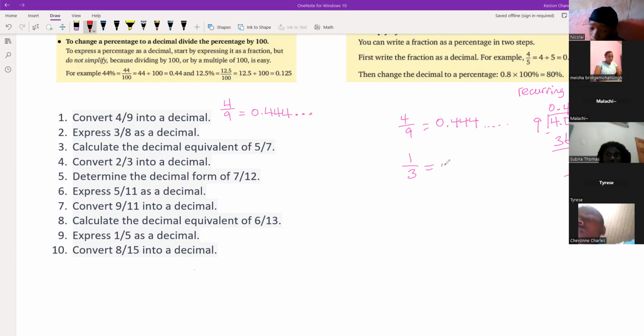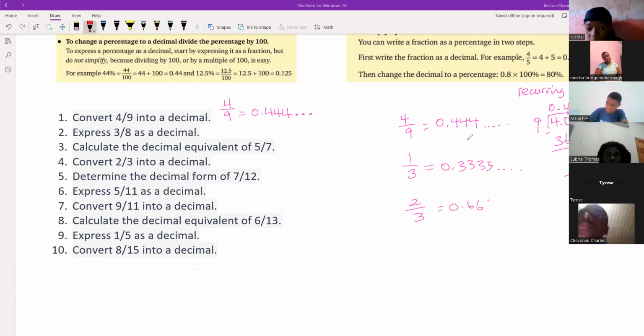Another example of that is a third, right? A third will be 0.3333 like that going on. 2/3 is going to be like that as well. That'll be 0.66 and continue like that going on and on and on. So when we divide fractions to get a decimal and you are repeatedly getting the same number when you divide, we call that a recurring decimal. After about 3 attempts, you put dot, dot, dot, so that the examiner or your teacher knows that it's a recurring decimal, and you're going to continue getting that same number over and over. Everybody understand that?